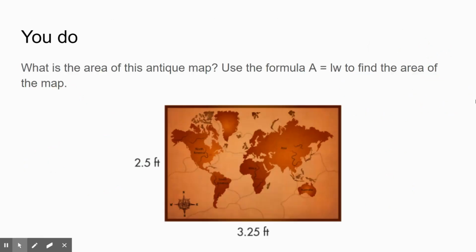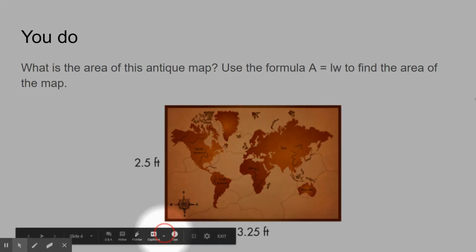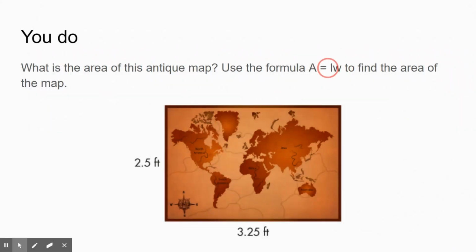Okay, so now that we know how to do this, I'm going to have you do a you-do. What you're going to do is find the area of this antique map. You're going to use the formula A equals L times W to find that area. A couple of hints for you here. The L stands for length, so this side, and the W stands for width, so this side. You'll also notice here that there is no multiplication sign. That's okay. In math, if we've got two letters, we don't actually need a multiplication sign in between them. Give your best shot. Ready, go.